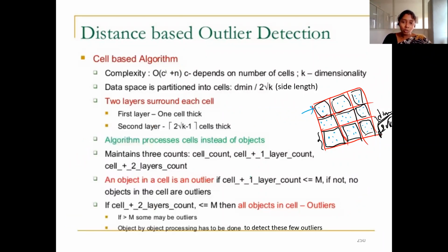What is that count? The first count is the cell count. Cell count means the number of objects present in the particular cell. So what is the cell count here? If you consider the first cell, what is the cell count?